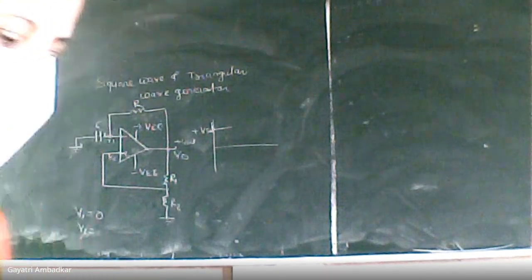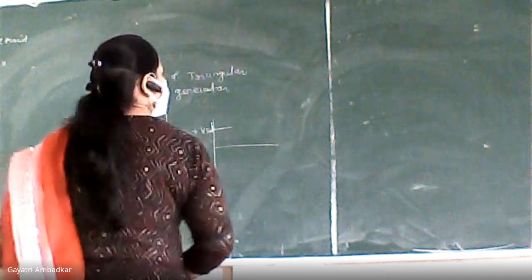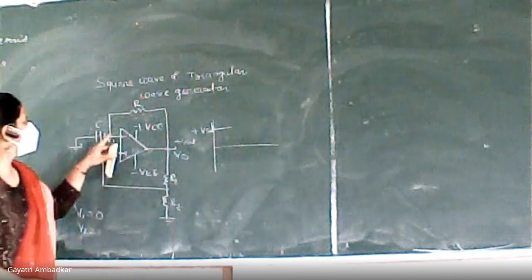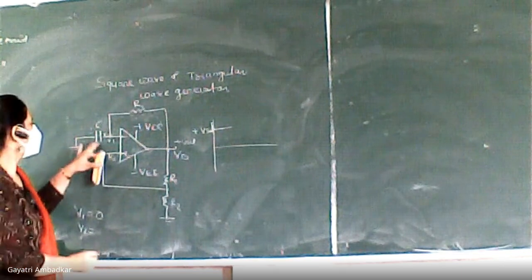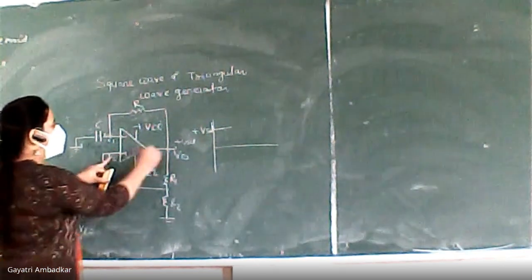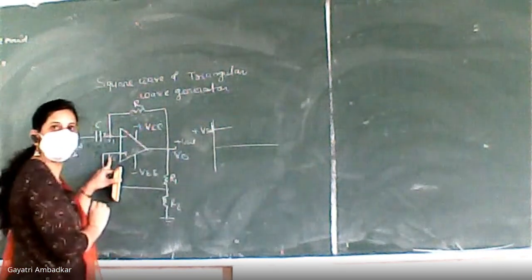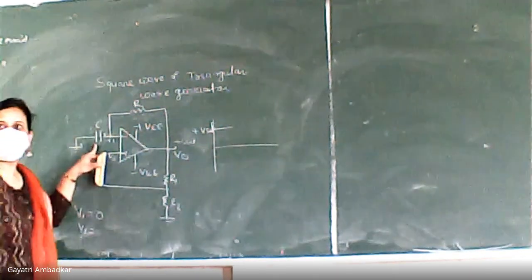Let's draw the waveform. So initially when there was no voltage across the capacitor, V2 was greater, therefore output was plus Vsat. When output is plus Vsat, the capacitor has started charging.